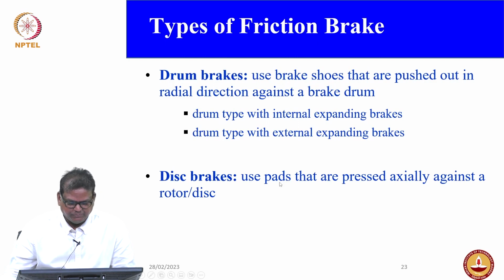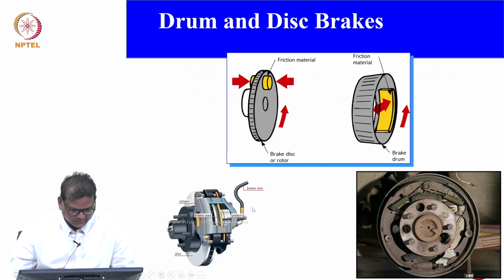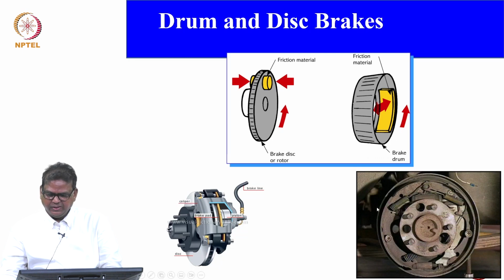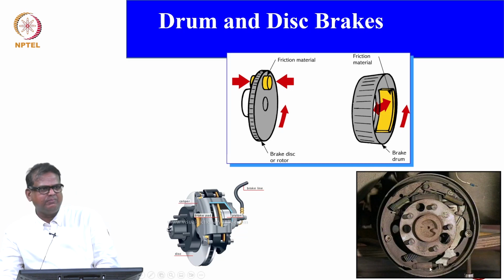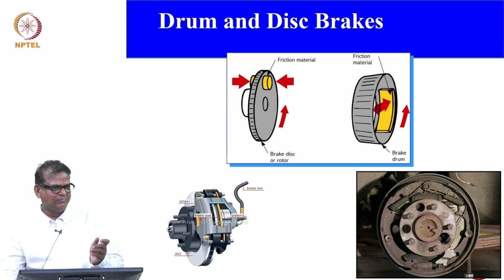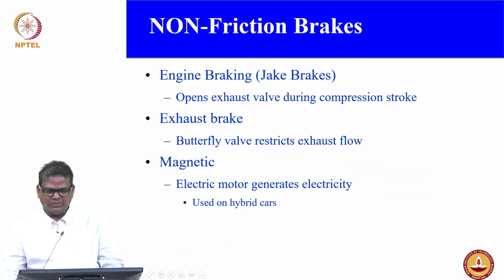Disc brakes use pads that are pressed against the rotor disc, and these are the images you can see. So this is your disc brake and this is a drum brake. You can see the caliper arrangement here. In the drum brake, this is the wheel cylinder, this is the brake shoe, and this is the return spring, and what you see at the bottom is a duo system. You can see the self adjusting screw is given.